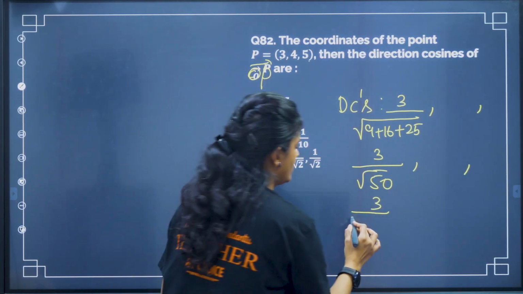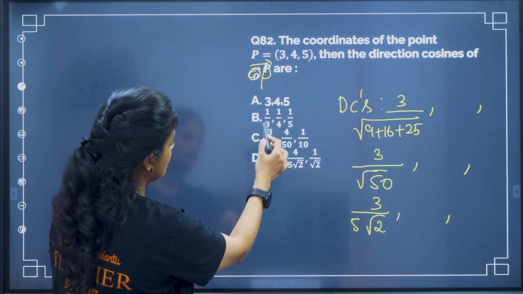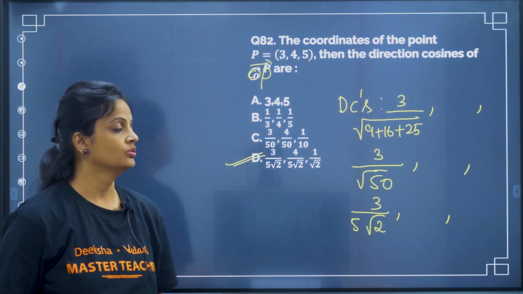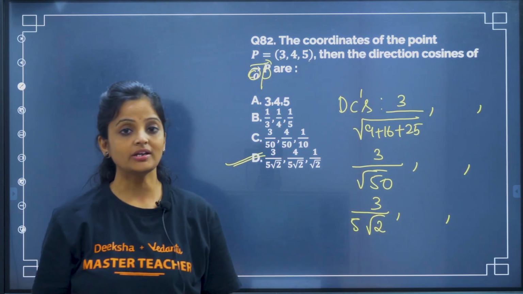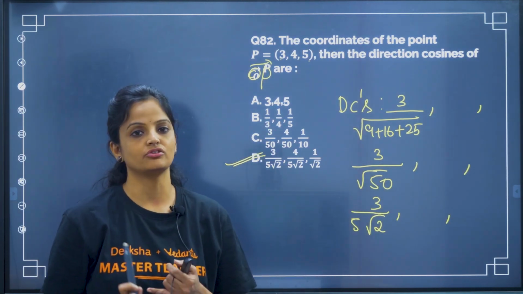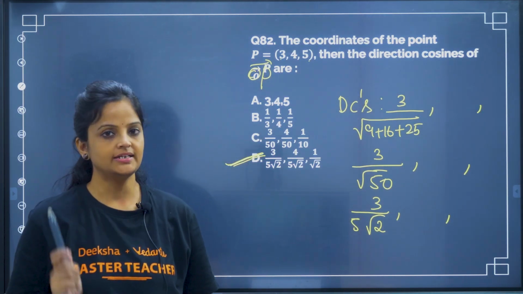25, no? So 5 root 2. So do we have 3 by... We have only one option where I can see 3 by 5 root 2. So do I have to do the other two? Not necessary actually, because multiple options are not there and none of these is there. So we are safe here to put that as option D.